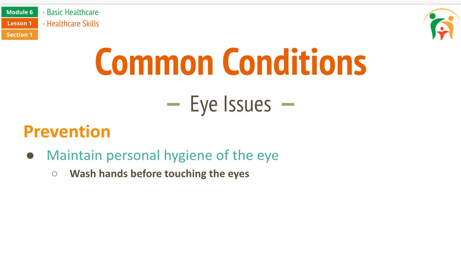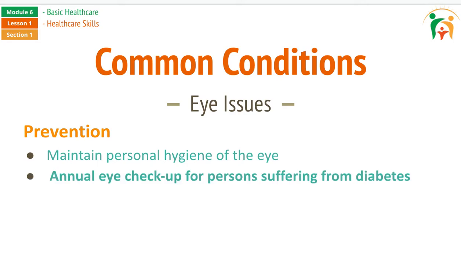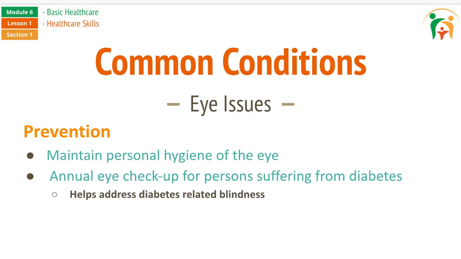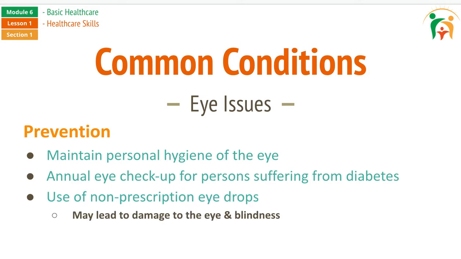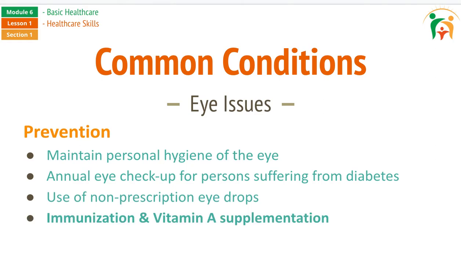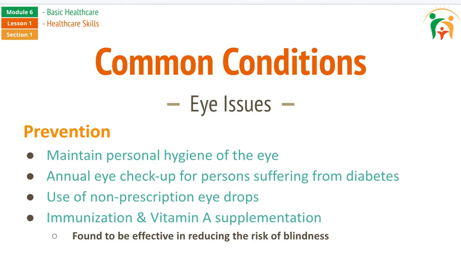Wash hands before touching the eyes. A person suffering from diabetes should have an eye checkup yearly. It helps address diabetes-related blindness. Use of non-prescription eye drops may lead to damage to the eye and blindness. Immunization and vitamin A supplementation are found to be effective in reducing the risk of blindness.